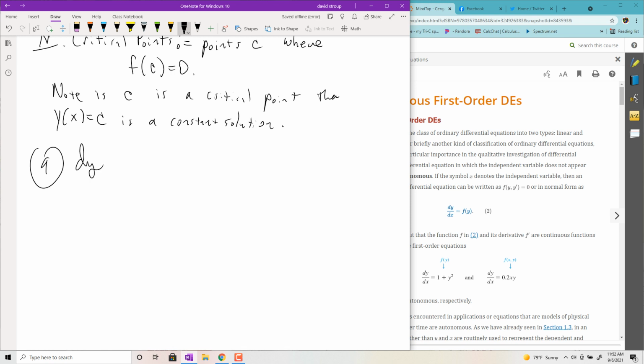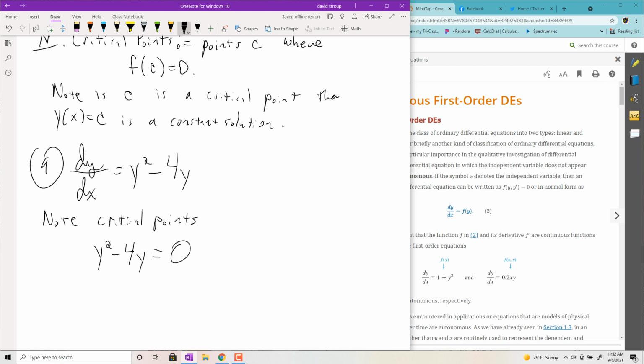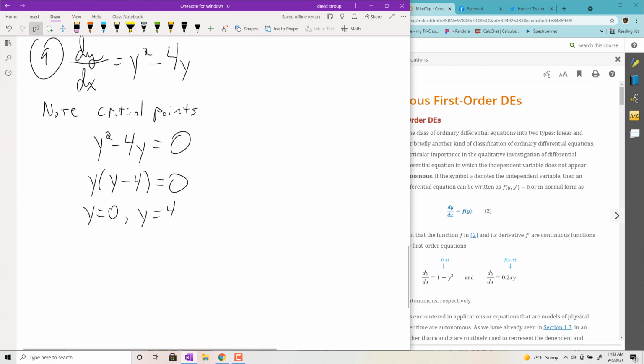Okay, so here we are. I'm taking these problems from WebAssign. So we get y squared minus 4y. So note the critical points. We take the derivative here and set it equal to 0 and solve for y. So y times y minus 4 is 0. So our critical points are y equals 0 and y equals 4, and those are both constant solutions.